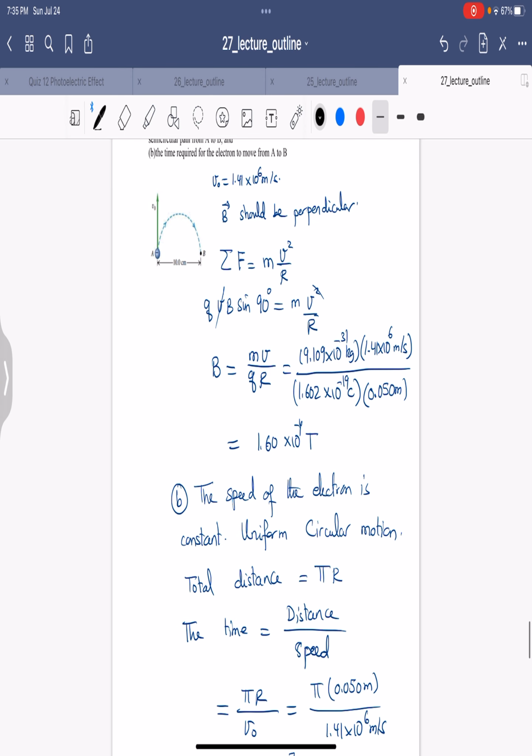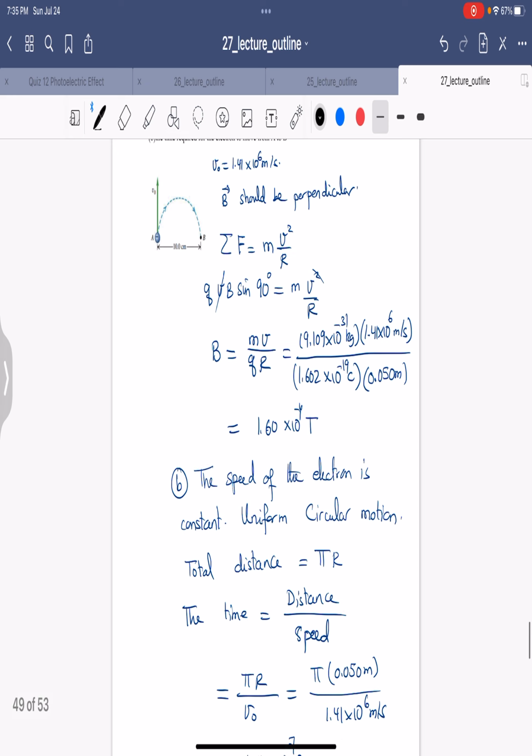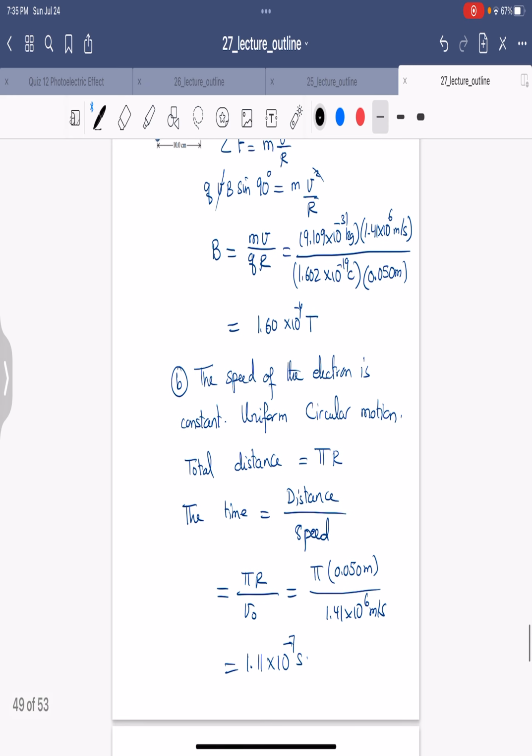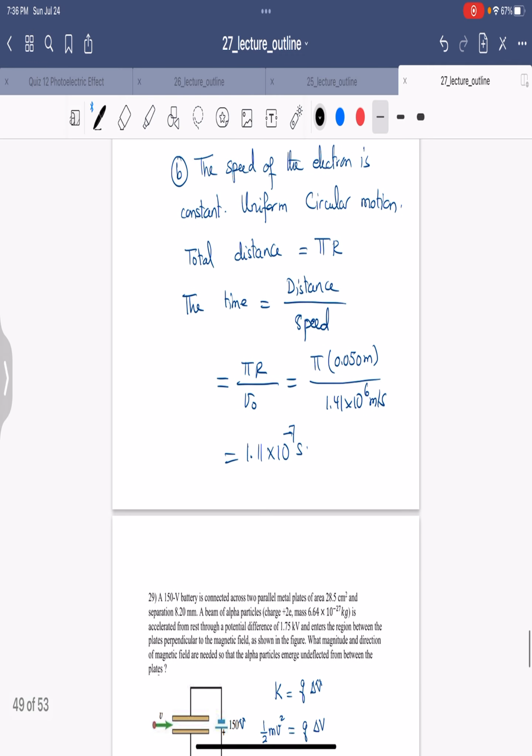We know that the speed of that electron is constant. Then this is uniform circular motion. The electron is going to make a total distance of pi r. Remember, the circumference is 2 pi r. Half of it is pi r. Then the time is going to be the distance divided by the speed. And this is going to be pi r divided by v naught, which is 1.11 times 10 to the negative 7.